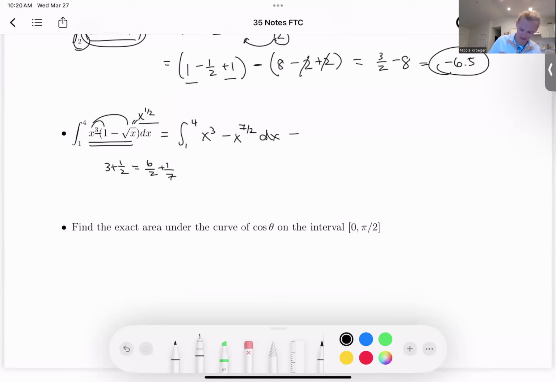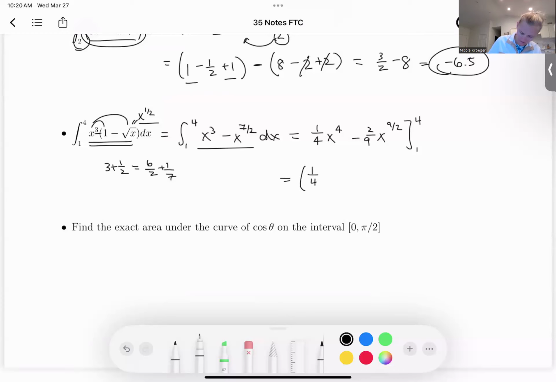I haven't anti-differentiated yet. So now if I anti-differentiate, I'm going to get 1/4 x to the 4th minus x to the, let's see, 9/2 when I add 1 to 7/2, and I'm going to multiply by 2/9. Oops, 2/9 out front. And then I'm going to plug in the 1 and the 4. This is not going to be a pretty number.